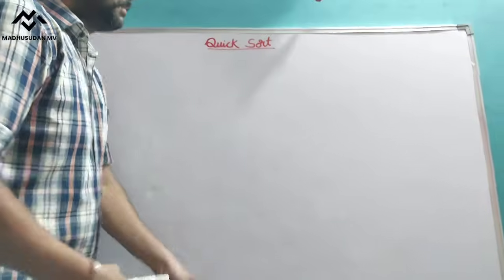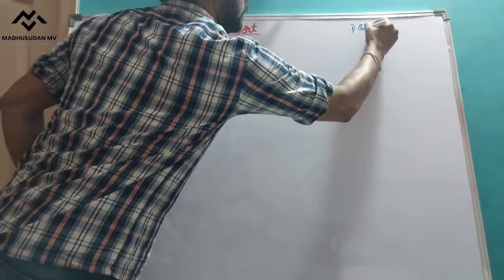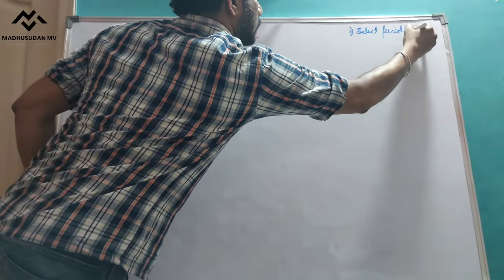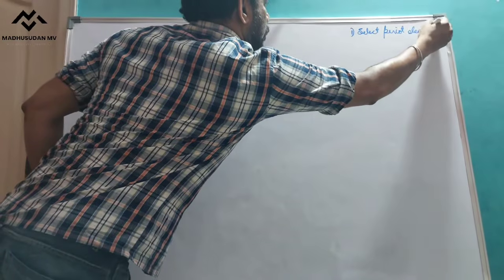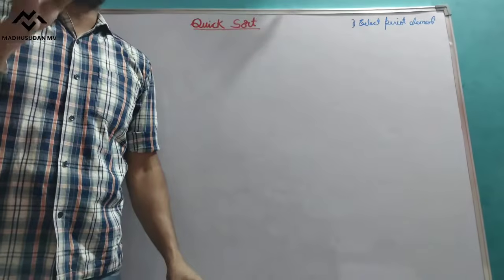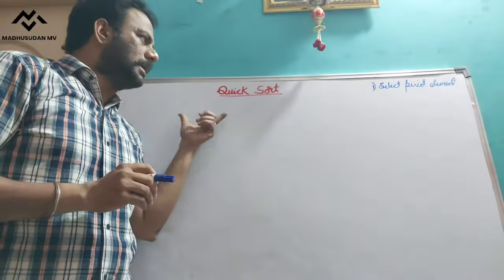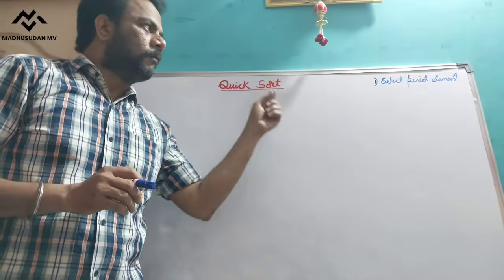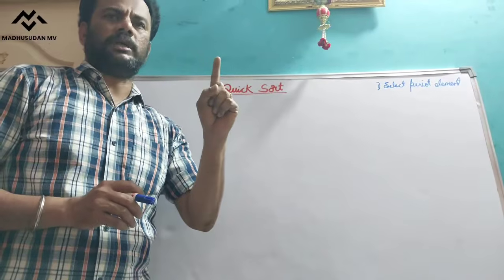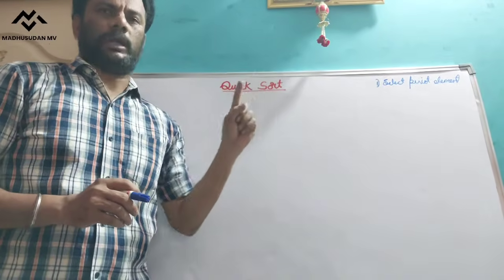The first step is to select a pivot element. So what do you mean by this pivot element? A pivot element is nothing but an important element. Among the given set of elements, we need to select any one element. That element we call a pivot element.